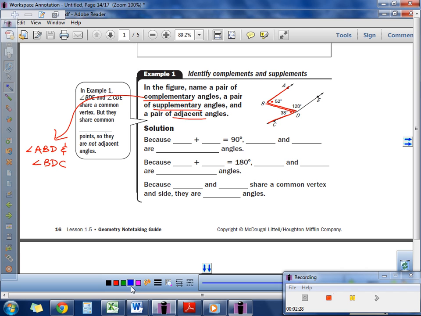Following that, we could have our supplementary angles, and I'll write that over here. What's supplementary mean again? Supplementary means they add up to 180. So what two numbers add up to 180? 128 and 52. I need to name those two angles. So we'll call that one A, B, D. And the other one, I would say, that would be a good name, B, D, E.